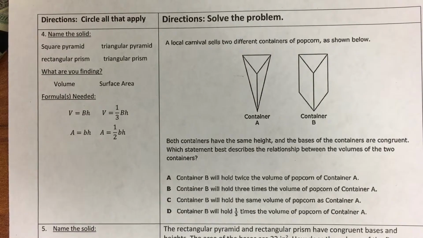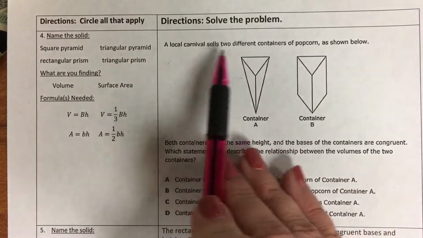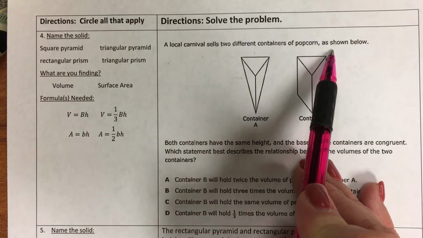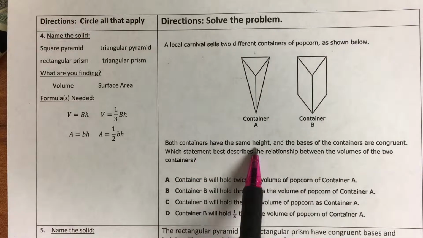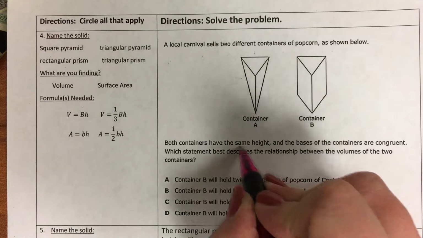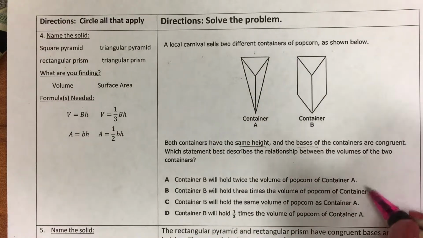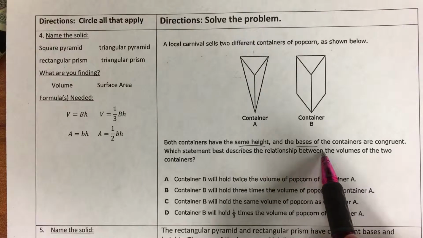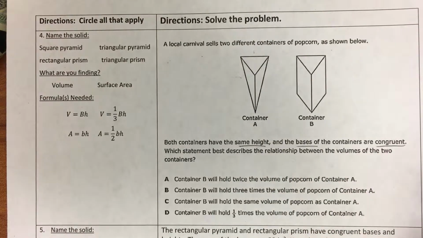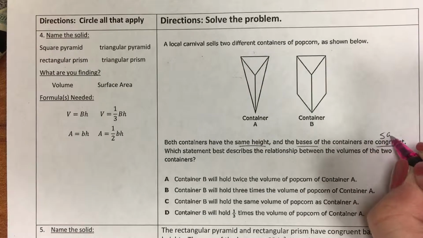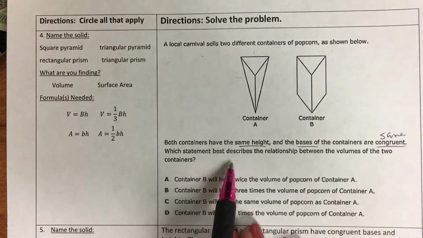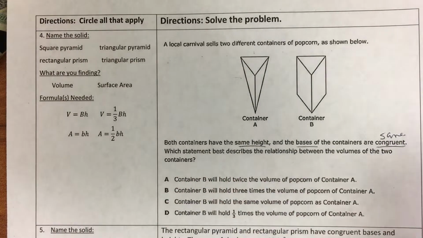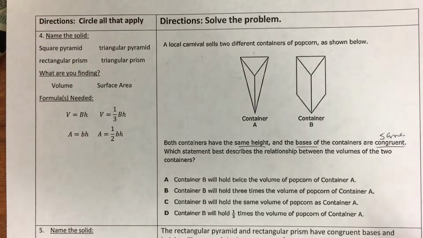All right, number 4. A local carnival sells 2 different containers of popcorn as shown below. Both containers have the same height and the bases of the containers are congruent. And congruent means that they're the same. Which statement best describes a relationship between the volume of the 2 containers?